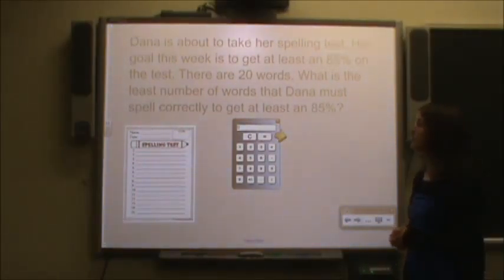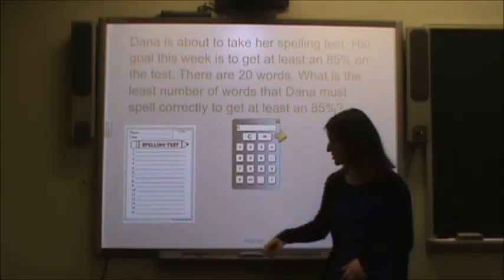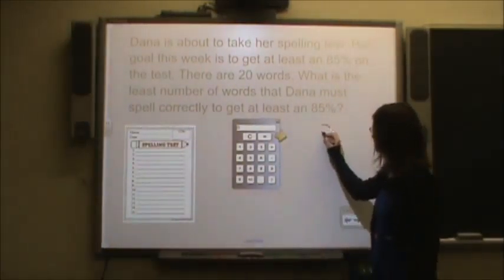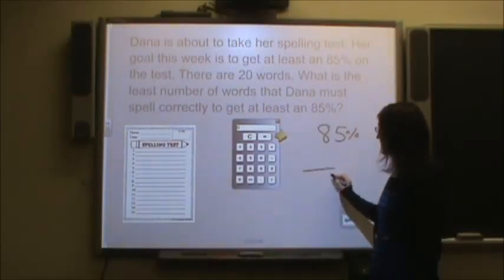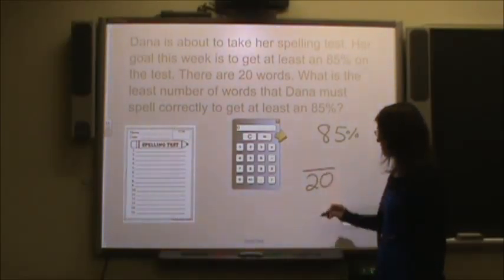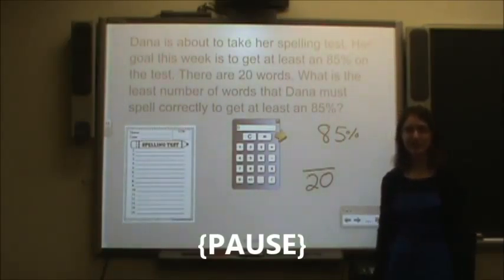And here's a word problem. Dana is about to take her spelling test. Her goal this week is to get at least an 85% on the test. There are 20 words. What is the least number of words that Dana must spell correctly to get at least an 85%? So she wants an 85%, and she needs to know what fraction of those 20 words she has to get correct. Pause your video and try and figure that out now.